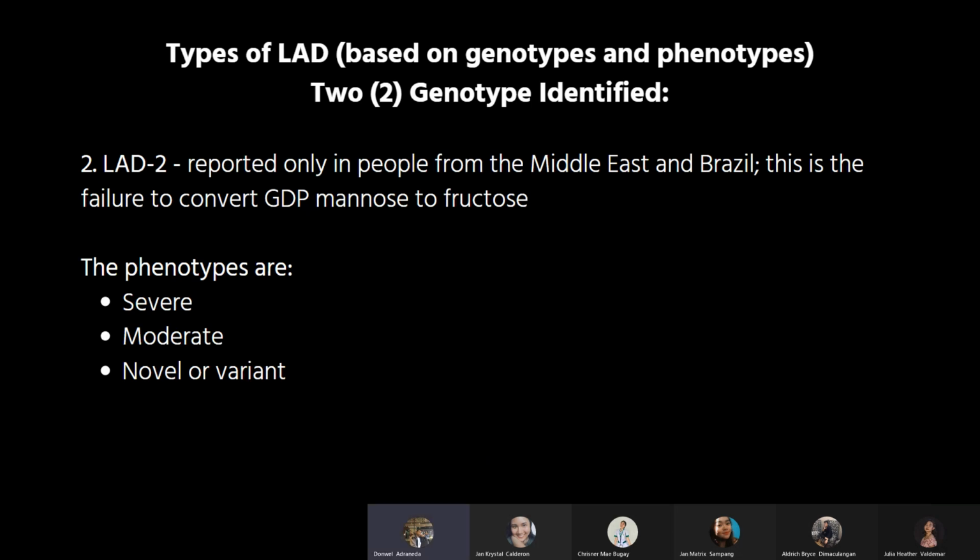And for type 2, reportedly only in people from the Middle East and Brazil. This is the failure to convert GDP-mannose to fucose. So meaning to say, there is a problem in our enzyme here. So, deficit ang ating fucose.